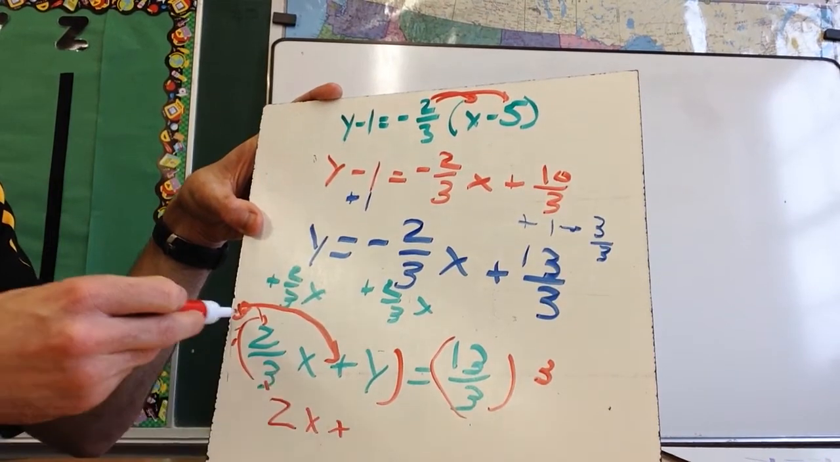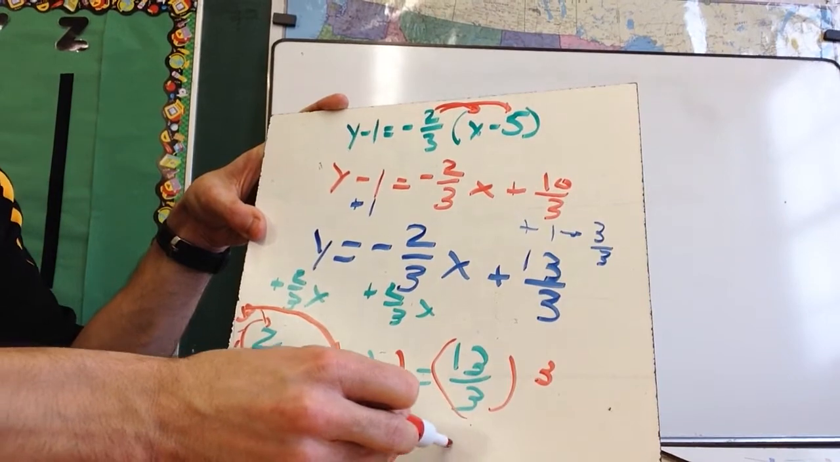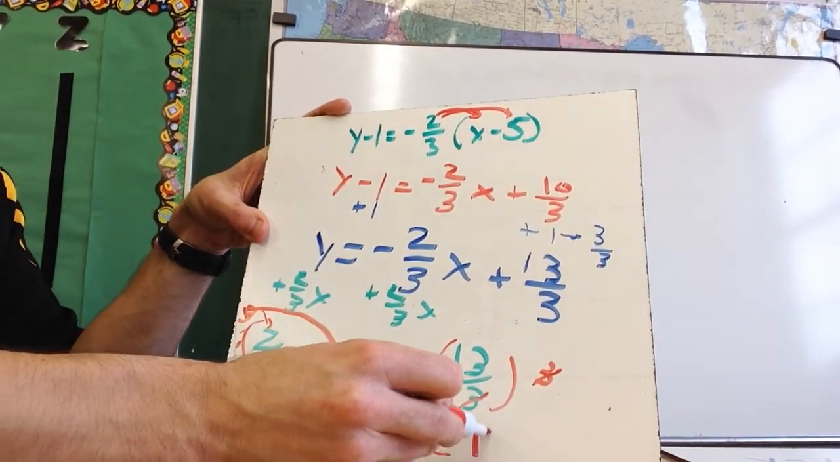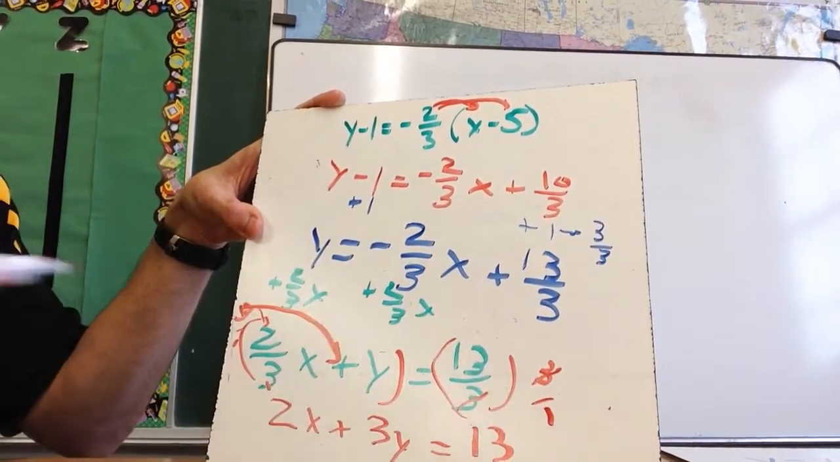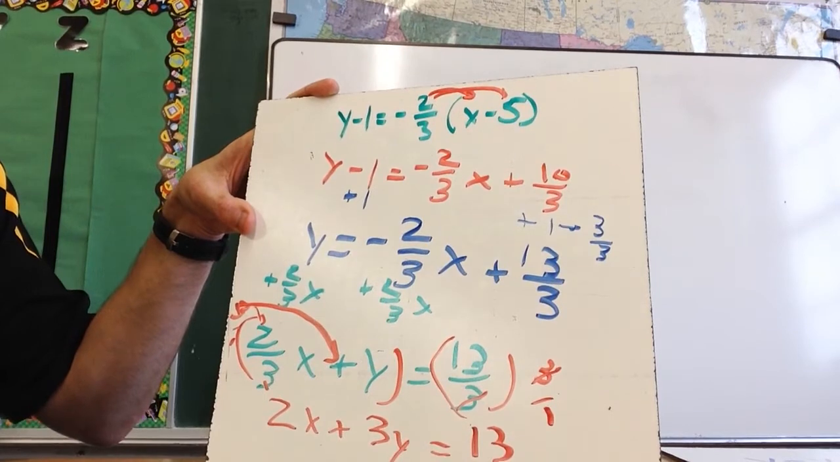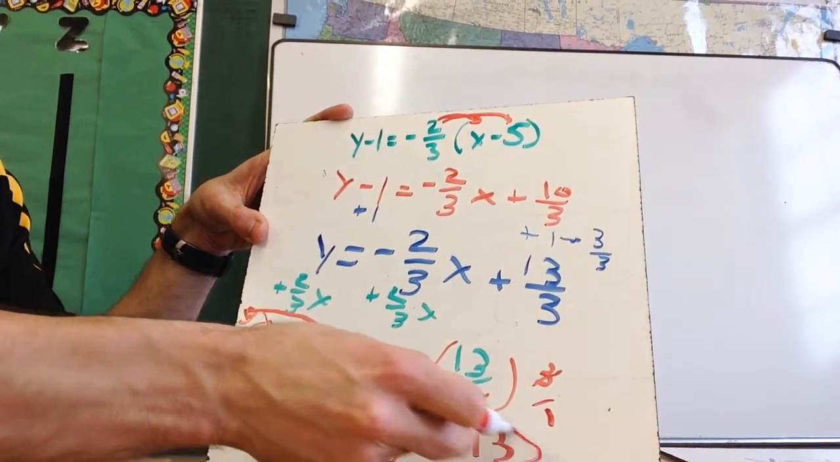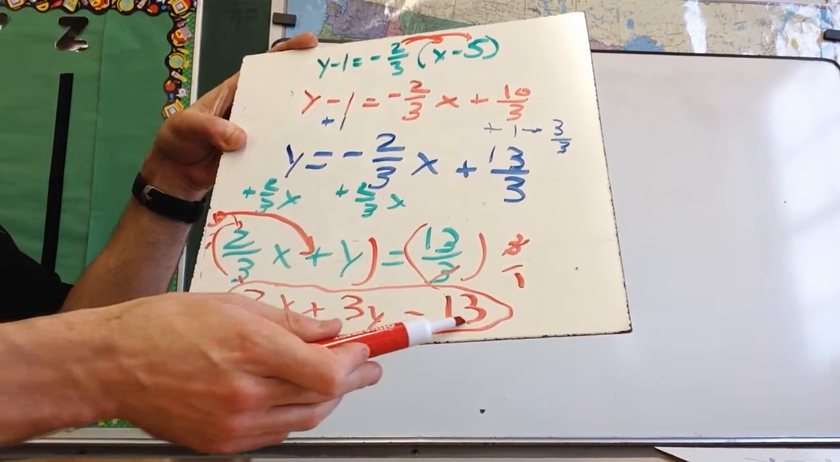Plus, don't forget I have to multiply the 3 times the y also. 3 times y is 3y equals, and then these 3's will cancel out, and I'm left with 13. Or some people see that, right? If you see it as 3 over 1, it becomes 39/3, and 39/3 simplifies to 13. So my final answer in standard form is ax plus by equals c.